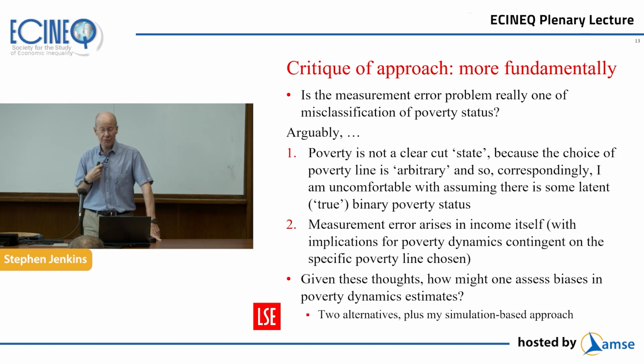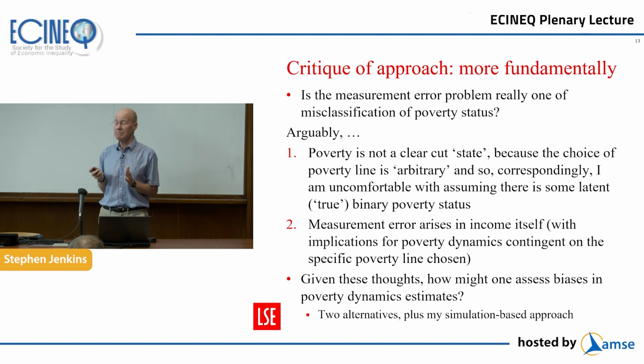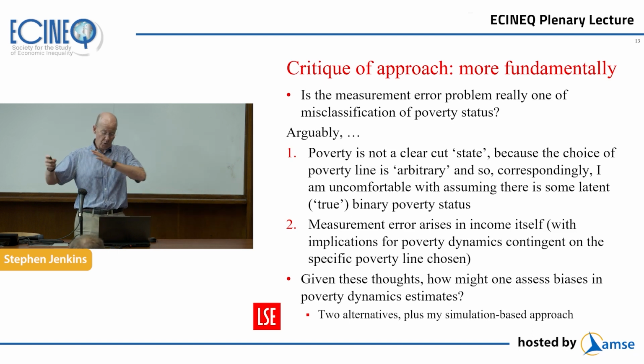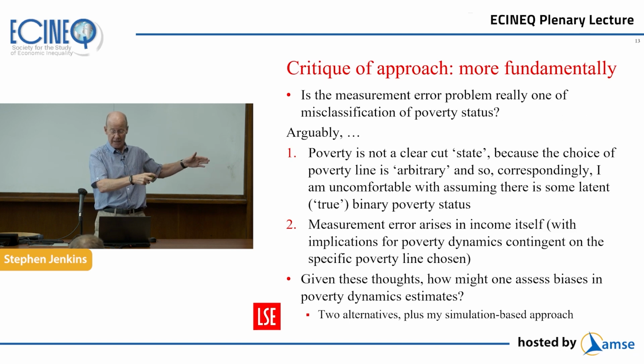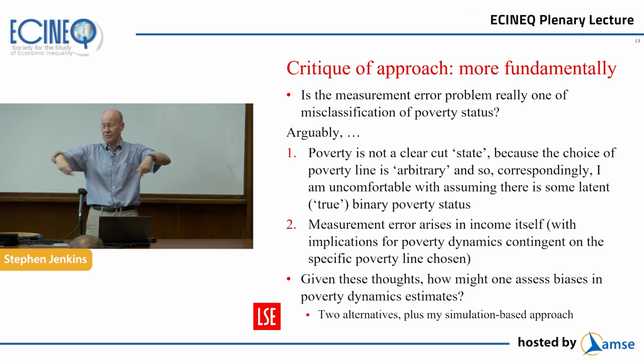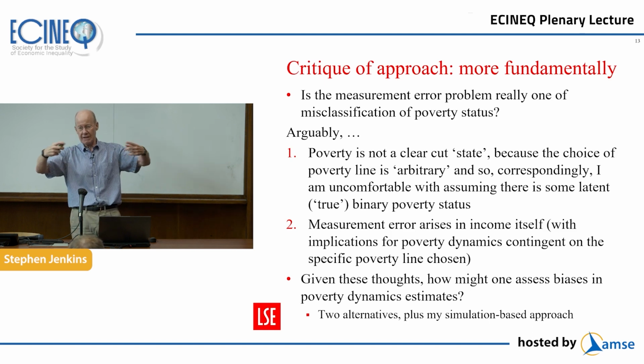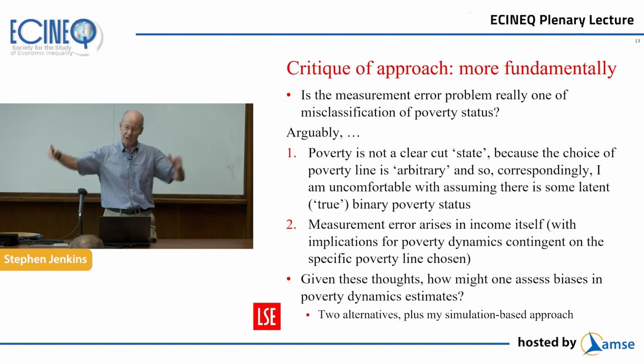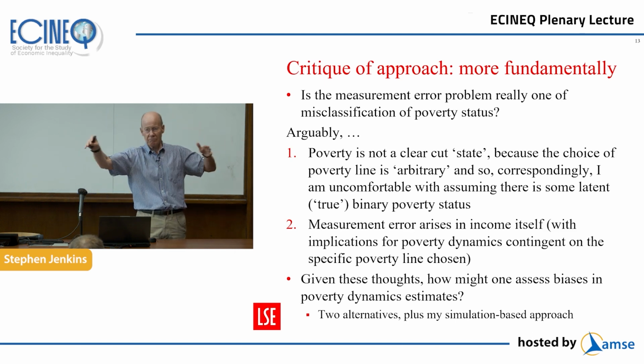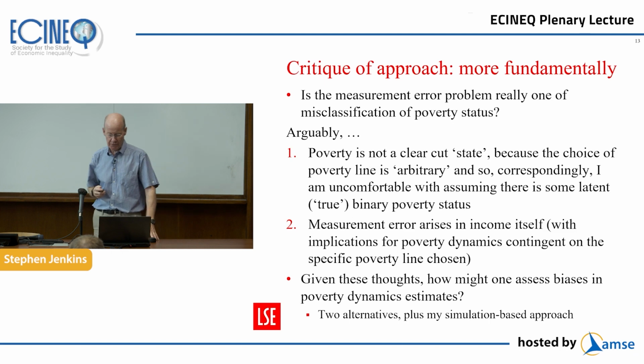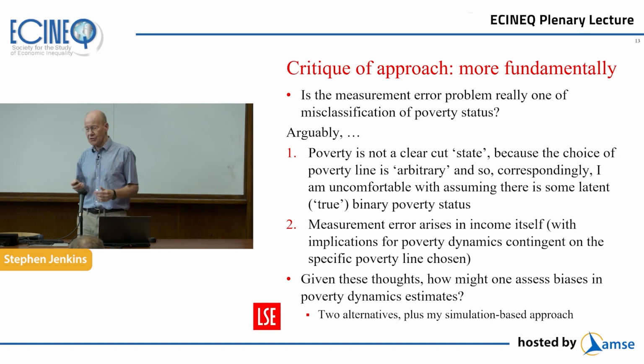What I'm much more comfortable with is thinking about there actually being measurement errors in income itself. So I think that we should then think about what the implications are for poverty dynamics, and they will depend on where you choose the poverty line. So I think we should think about the dynamics underlying, and the problems arising in, income, onto which we can then put one or loads of different poverty lines and see what happens. And then how might you think about biases if you take a particular approach?